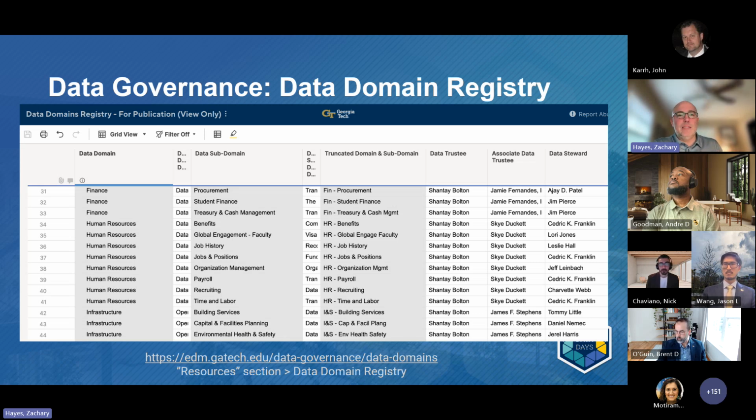It's important that we create these buckets, these data domains, so that we understand who is responsible for this data. Every bit of data at Georgia Tech should roll up to a responsible data steward, associate data trustee, et cetera. These are the folks that ultimately have responsibility for the data. These are the folks you would go to for questions about that data. These are the folks you would go to for permission to use or share this data.